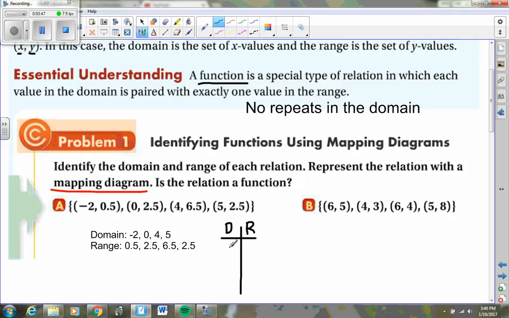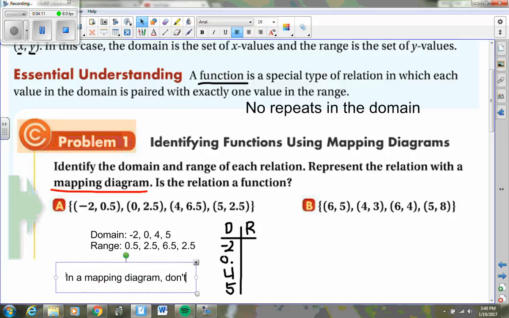Again, I can list these numbers out. Domain and range. My domain is right here, -2, 0, just 0, then 4, and then 5. The one thing that we need to keep in mind is that in a mapping diagram, don't list repeats. We do not list the repeats in a mapping diagram. That's very, very important. Please do not list the repeats in a mapping diagram. So I've listed all my domain numbers, -2, 0, 4, and 5.